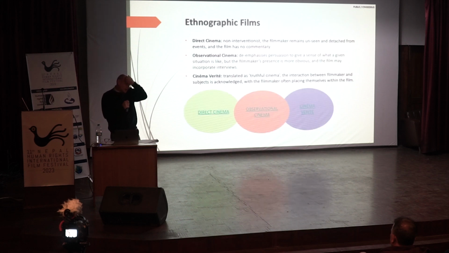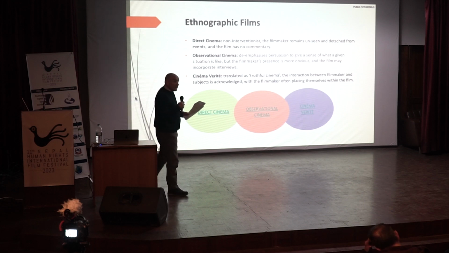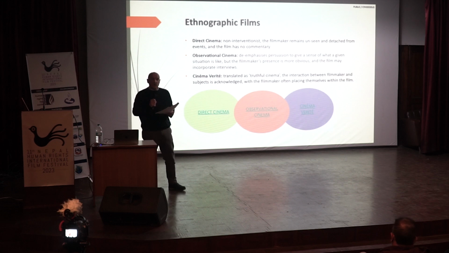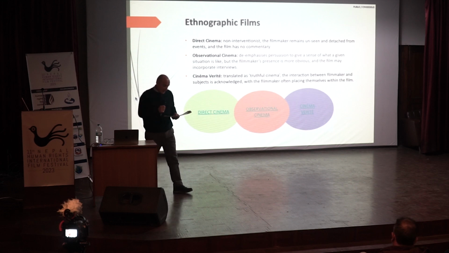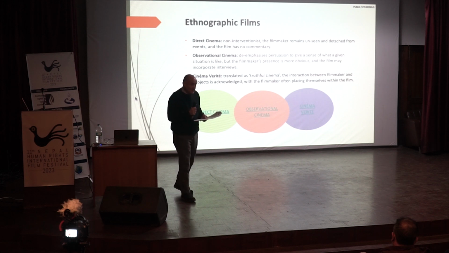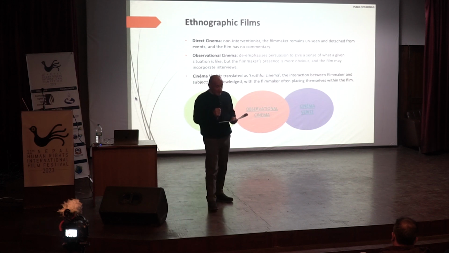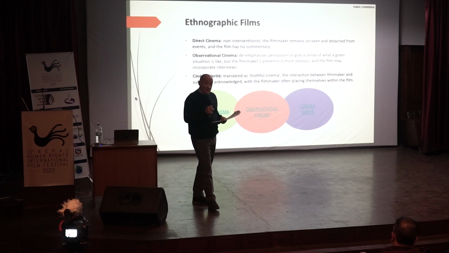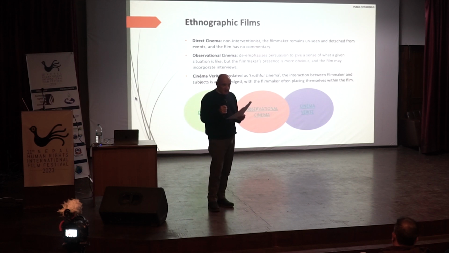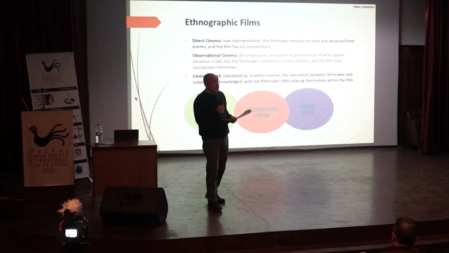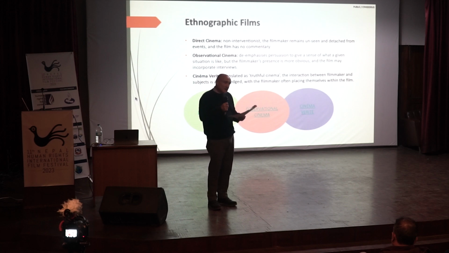And we can break down ethnographic film into 3 subcategories as well. Direct cinema, which is non-interventionist. The filmmaker remains unseen and detached from events, and the film has no commentary. So many direct cinema films are shot with a camera that's locked off, because even the movement of a camera starts to imply the filmmaker's presence, doesn't it? So a lot of direct cinema films are shot with a locked off camera where the action just happens within the front of the lens. And you minimize your presence as the filmmaker as far as you possibly can.